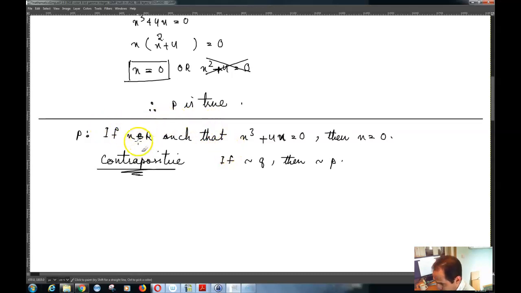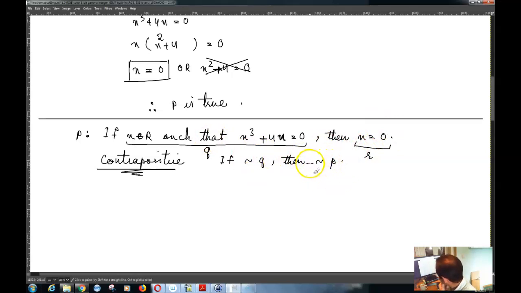So what they have done is that they have taken this part as R, and this part they have taken as Q, meaning that they have rewritten this as if Q then R. So what it says is that we assume that R is false and prove that Q must be false, the same thing that I said over here. We have to show that if not Q, meaning that if Q is false, then P is false, then not P.